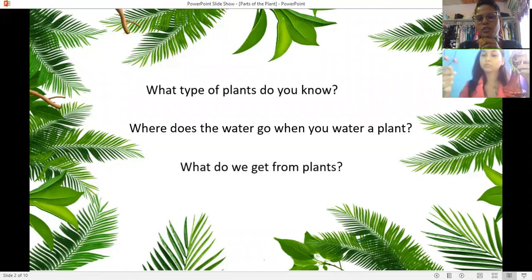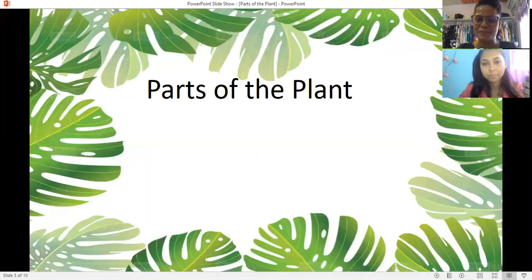So what do we get from plants? We get food, yes, but there's also something else that they produce that we need as humans. Can you take a deep breath for me? Yes, oxygen. We need oxygen and plants produce that oxygen. All right. Right. So we learned about one part of the plant and that's with the leaves.